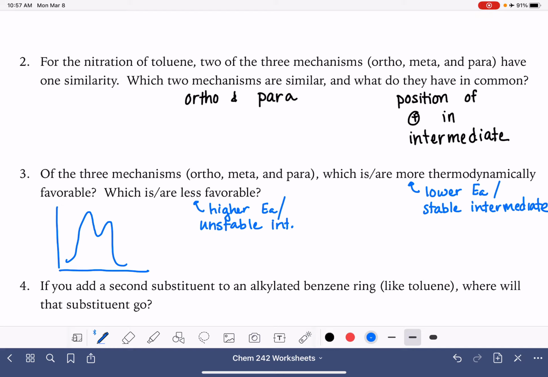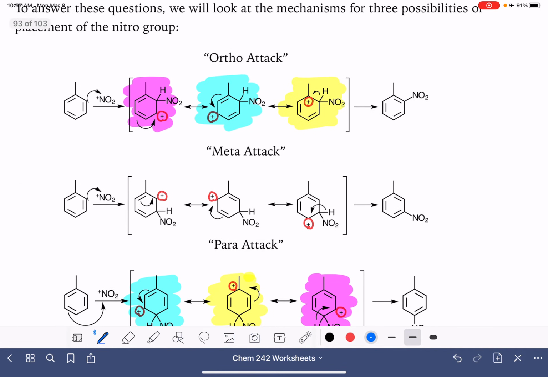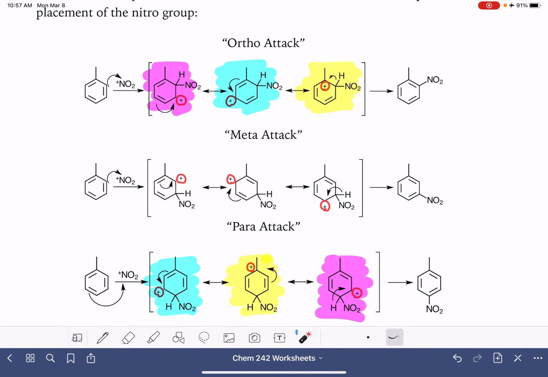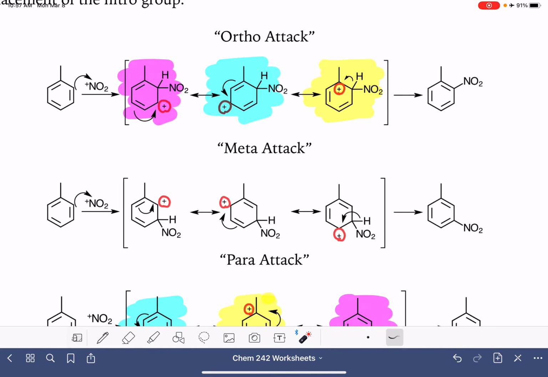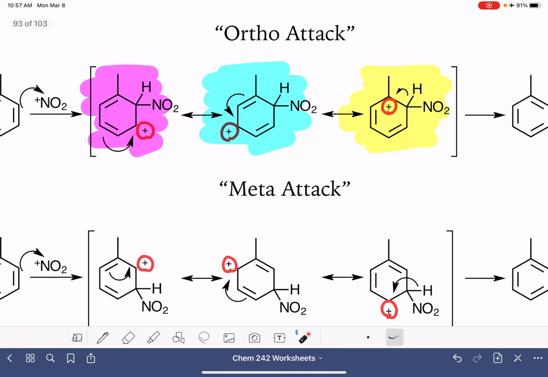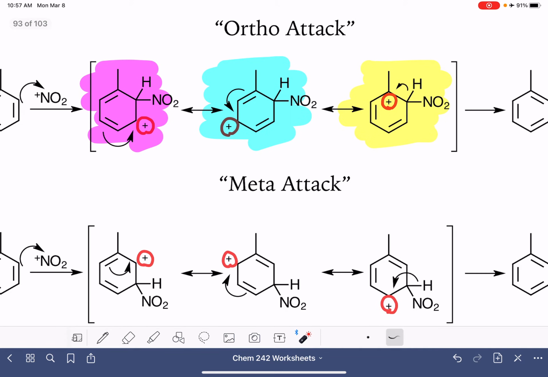Let's go back and take a look at our intermediates. So looking at all of these molecules, because we already know that the ortho and the para mechanisms are similar, we can really just focus on ortho and meta, or we could choose to focus on meta and para. Comparing these mechanisms to each other, comparing the intermediates to each other, which intermediates are more stable, less stable? So we're going to use what we know about carbocations, ranking them in terms of stability. And we've got conjugated, isolated. Down here, we've got conjugated, isolated. So they're the same in that regard.